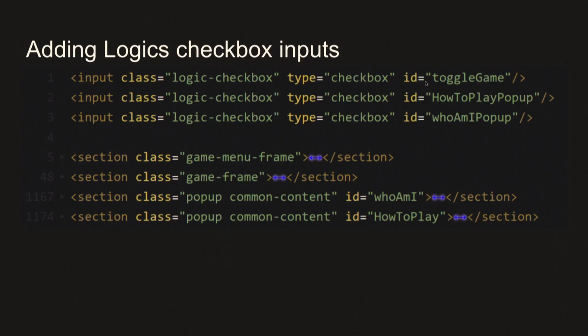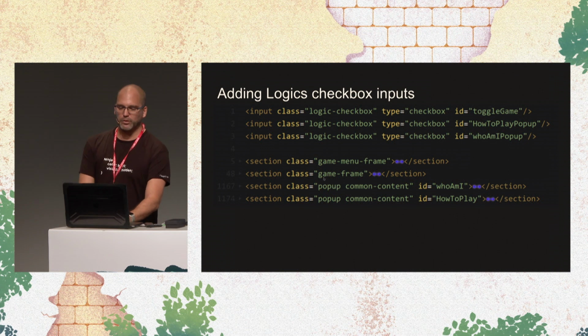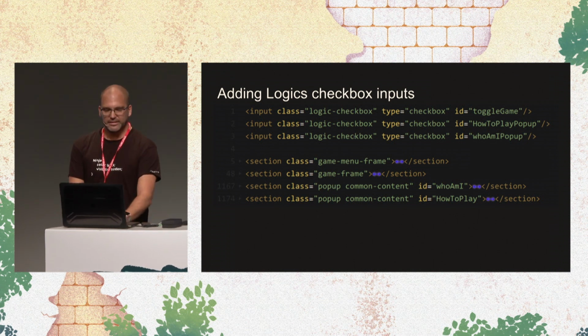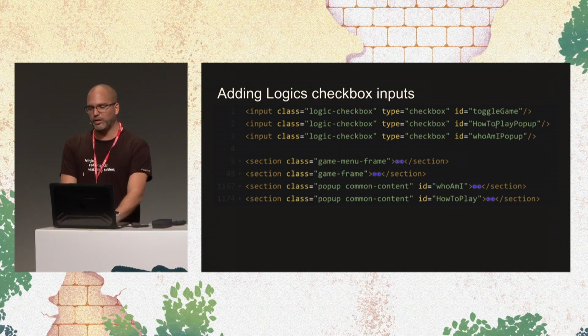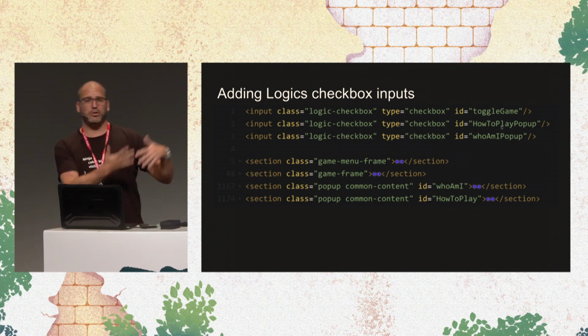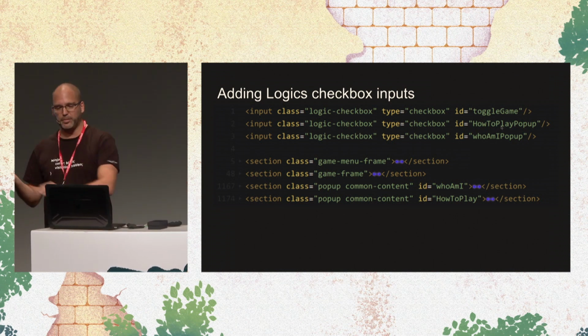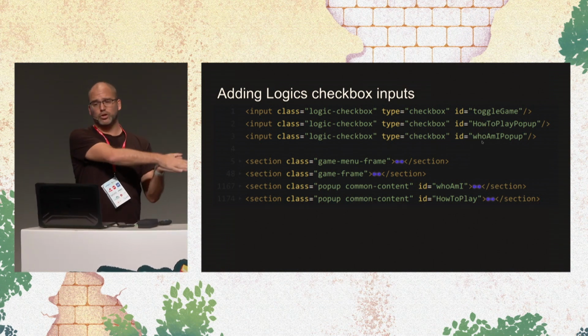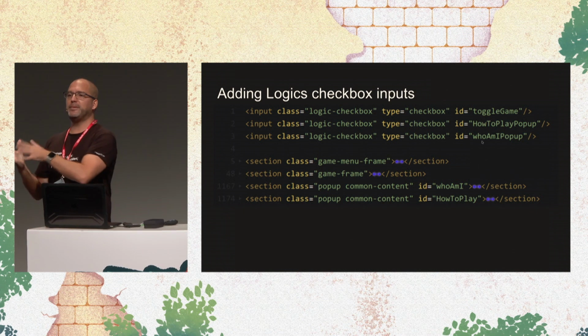And the first one, with the ID of toggle game, if it's unchecked, this means that I want to see the game menu frame, but I want to hide the game frame itself. If it's checked, it means that I want to see the game frame, but I want to hide the game menu frame. The 2 others are even simpler to understand. The second checkbox, that has the ID name of how to play pop-up, if it's unchecked, don't show me the pop-up, and if it's checked, please show me the pop-up. And the third one, with the ID of who am I pop-up, if it's unchecked, don't show me the pop-up. And if it's checked, please show me the pop-up.